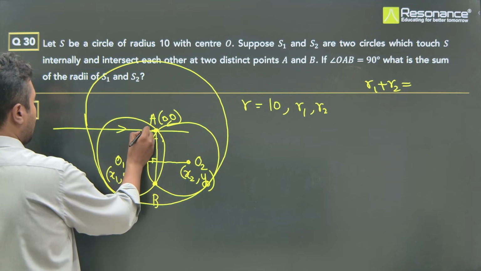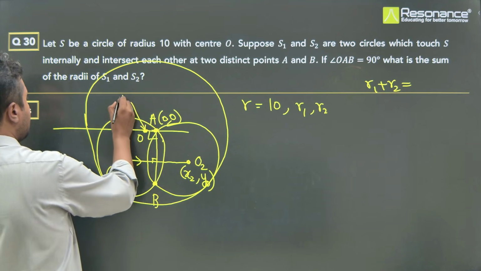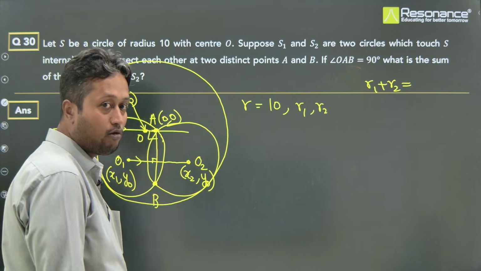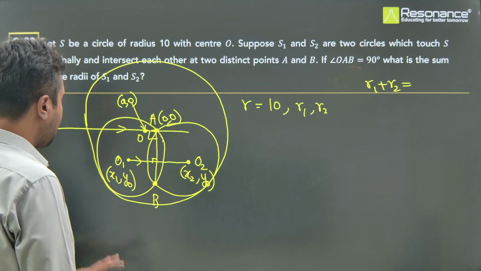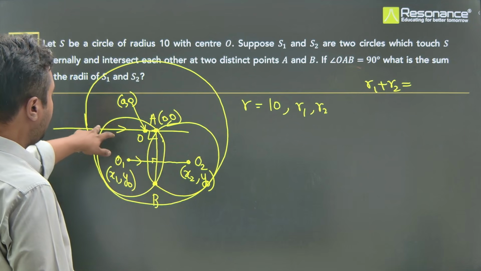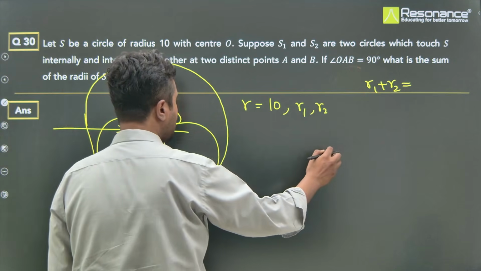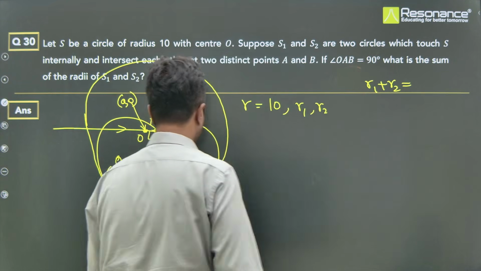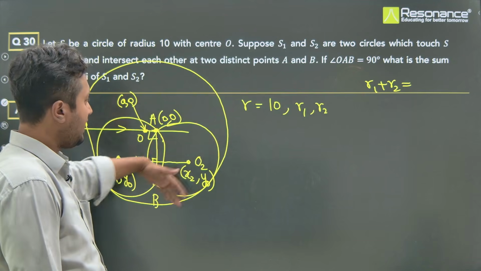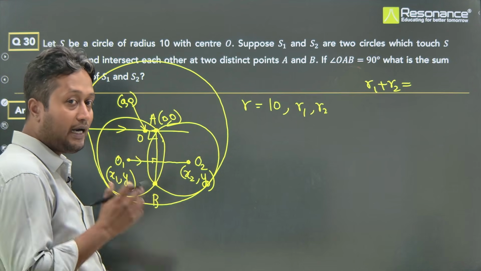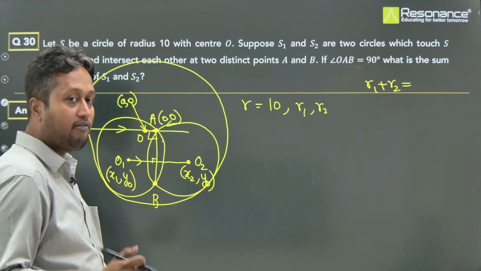And let's say this point over here is some a comma 0. We don't know what that a is. In fact, we don't know anything yet. But that's the situation. There are these few points that seem to be important. Now the thing is, when two circles touch internally, like for example S and S1, the difference of their radii must equal the distance between the centers.